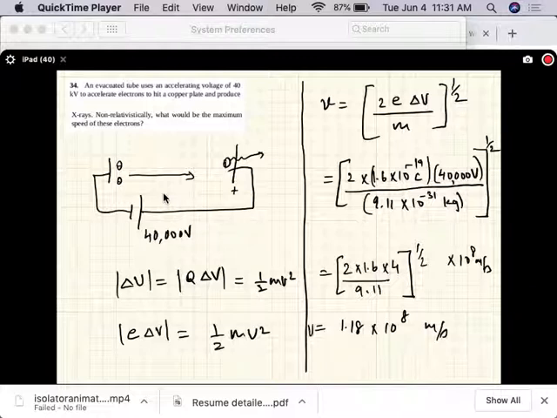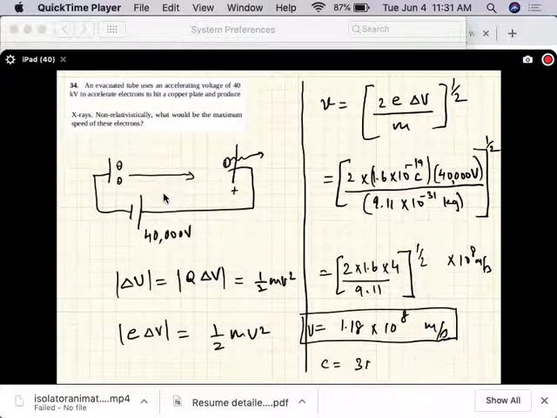Okay, so the speed of the electrons is 1.2 times 10 to the 8 meters per second. The speed of light is 3 times 10 to the 8 meters per second. So this is roughly 30% the speed of light. And generally you use this non-relativistic formula if you're within 10% the speed of light. So we really should not be using this, but for government work this is good.